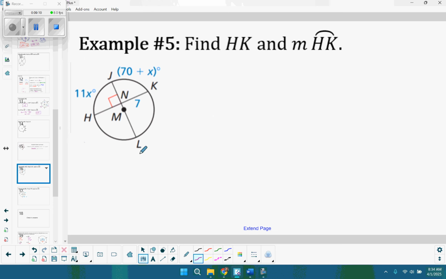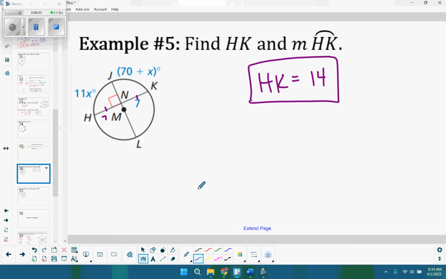So for this example, we want to find the length of HK, which is the segment inside. These two pieces have to be the same, which is another 7 there. So the entire length of segment HK is 14. And they also want arc HK, so they want this whole arc here. Because it was bisected, these two pieces of arc are equal, so we will set them equal.